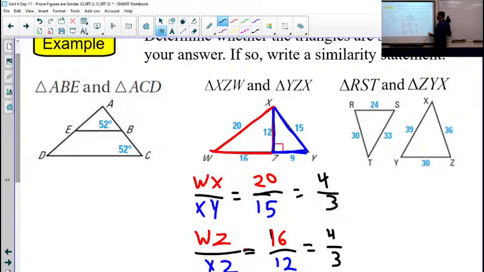We'll start with the shortest side over the shortest side. Again, I'm going to keep the bigger triangle on top. So in my bigger triangle, which one's the shortest side? Y to Z, which is 30. Smallest side here, R to S, is 24. Those are both divisible by 6. 5 over 4.